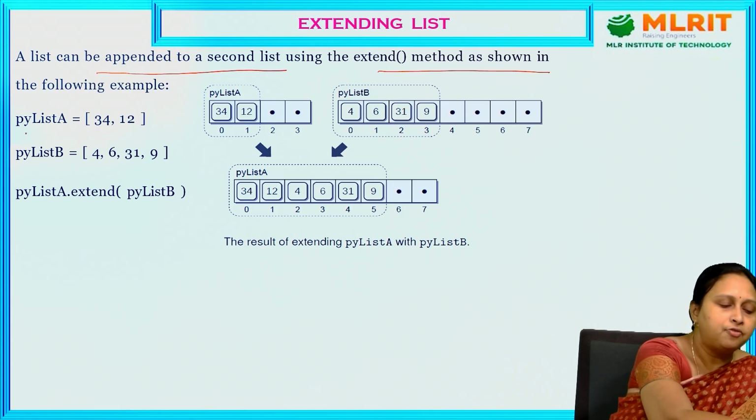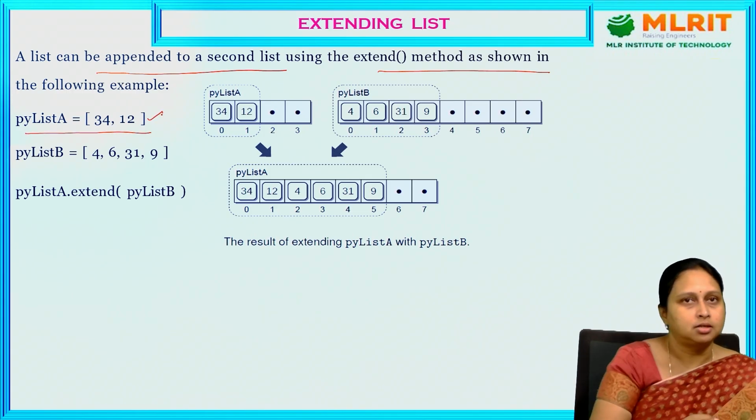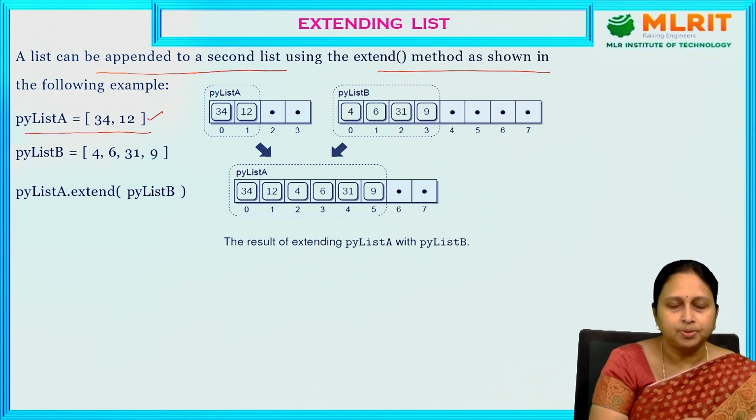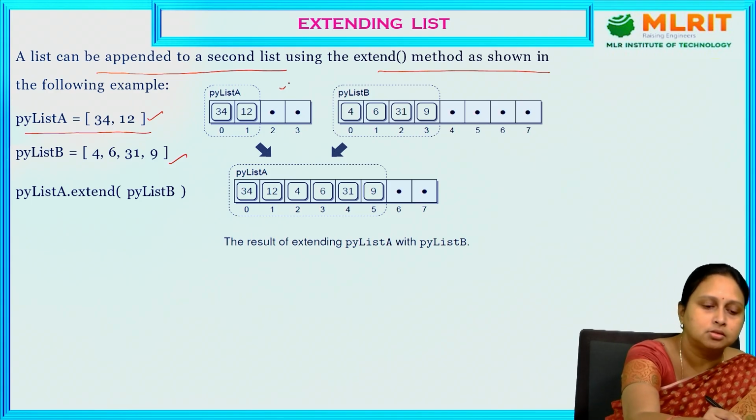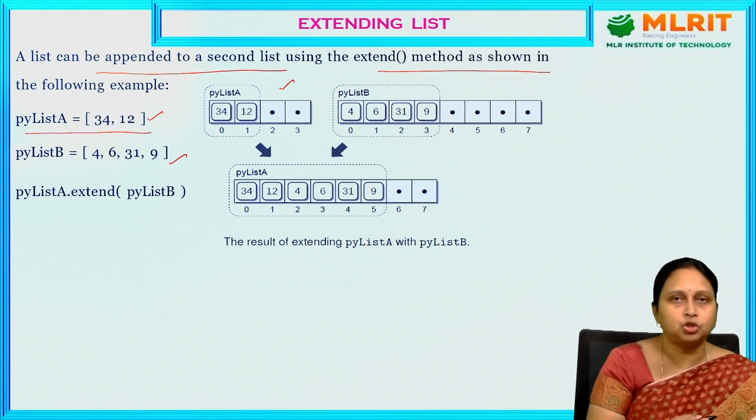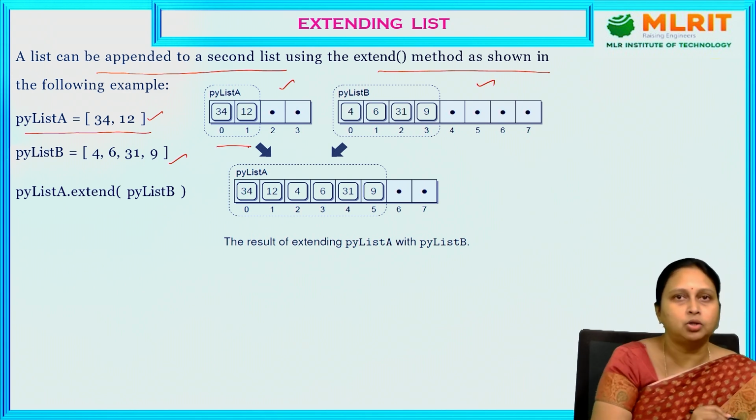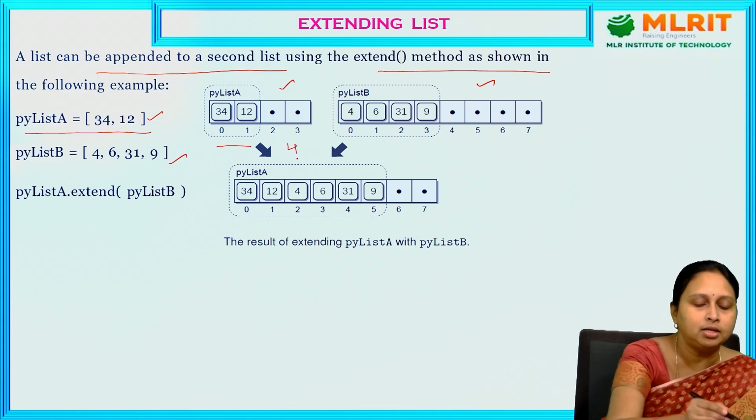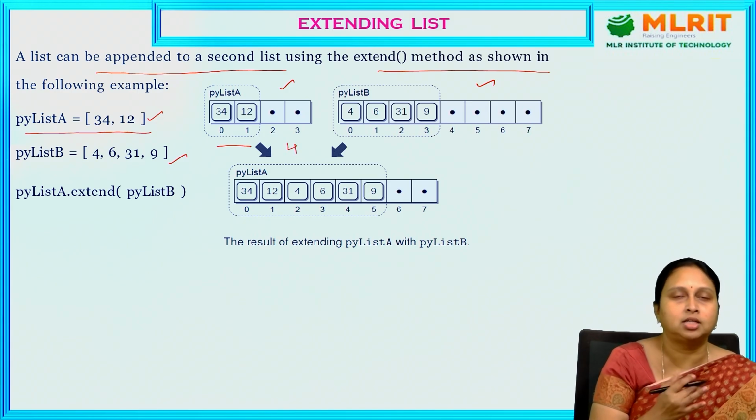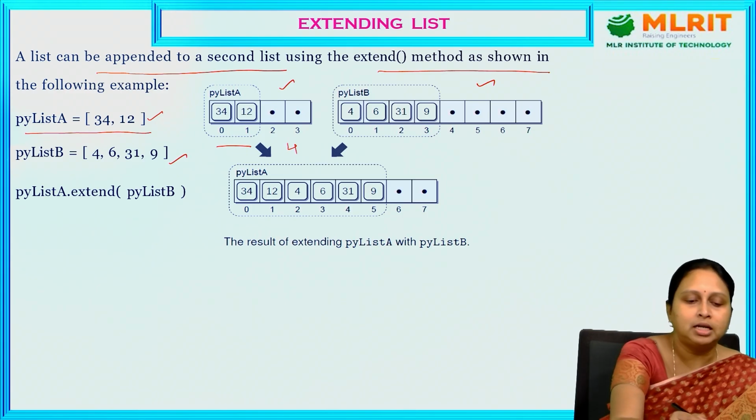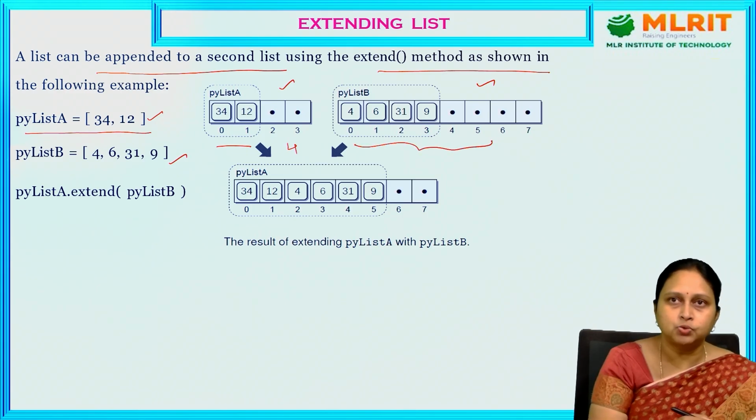By using that function or method, we are going to extend one list with another list, right? Let us see. If I consider the first list as having elements 34 and 12, and the second list having the elements 4, 6, 31 and 9. 4 elements are there. Now this is the memory allocation representation of list A, and this is for list B. In the first list we have 2 elements, the length is 2, but the capacity you can store is 4. But in the second list we have 4 elements, because of that the capacity is given as 8, right?